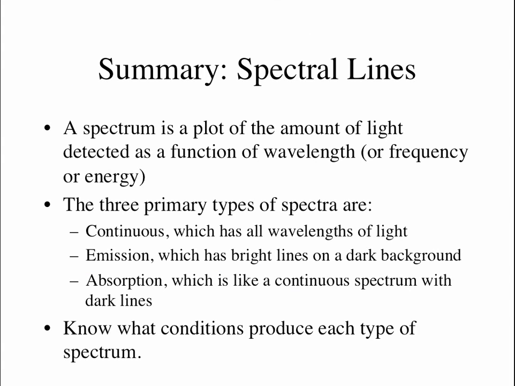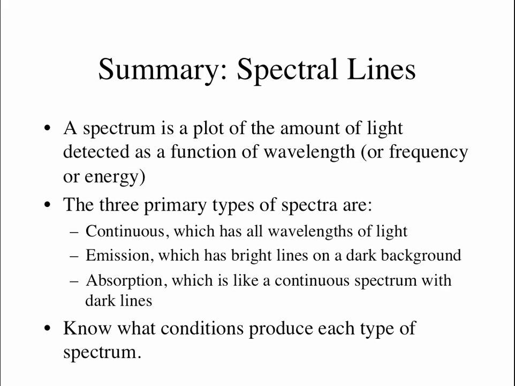So let's summarize what we know. A spectrum is a plot of the amount of light or intensity of light detected as a function of wavelength, or we could also plot frequency or energy, since we know from last week that these are related to wavelength. The main types of spectra are a continuous spectrum, which shows all wavelengths of light, an emission line spectrum, which is mostly dark with bright lines at very specific wavelengths, and an absorption line spectrum, which is like a continuous spectrum except there are dark lines at very specific wavelengths.